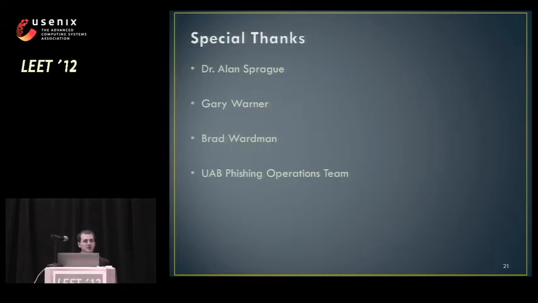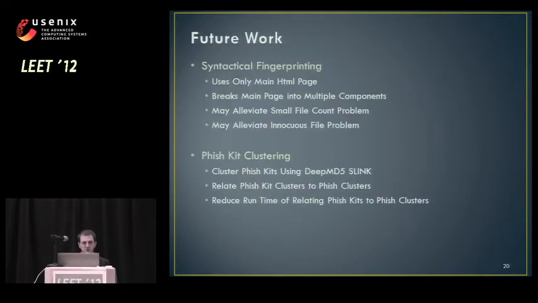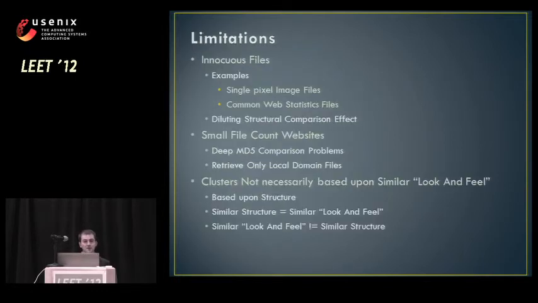With the singleton clusters, I don't believe it's because of our sampling. I think we had enough data points to cover. The problem, going back to some of the limitations, is those innocuous files. That would cause a problem with divergent innocuous files. Also with very small file counts. Let's say somebody doesn't use local domain files, and they're referencing, let's say, all of Regions Bank.